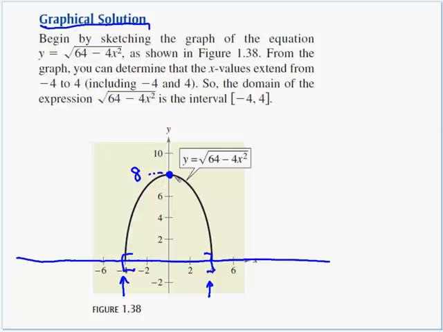So graphically, we know this is going to be a parabola opening down, sort of, but it ends there at the x-axis. So begin by sketching the graph. Again, we found the endpoints 4 and negative 4. The y-intercept is 8. From the graph, you can determine that the x values extend from negative 4 to 4, including those endpoints. So the domain of this expression is negative 4 to 4.